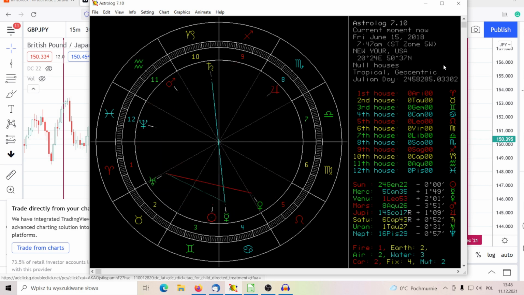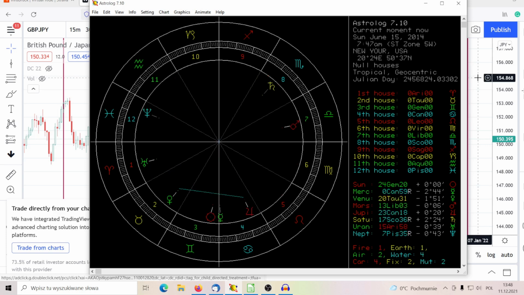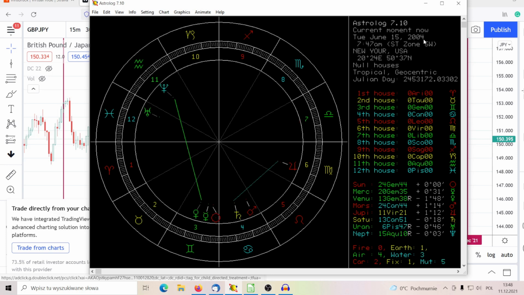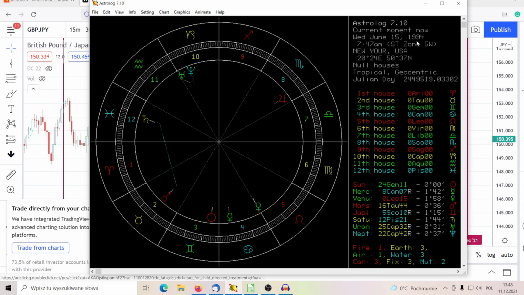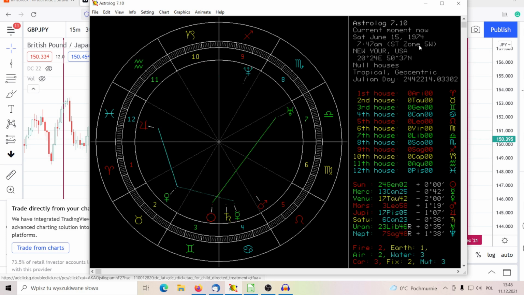In this way, left Shift and 6 will move the Astrolog by 1 year. Left Shift and 7 moves it 10 years ahead or backwards. Look, at the moment we got 2014. I press the minus button once, 2004, 1994, 1984, 1974, and so on.